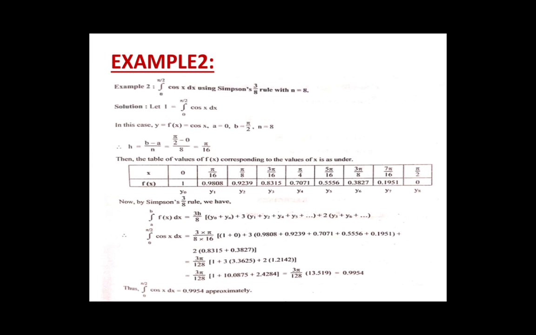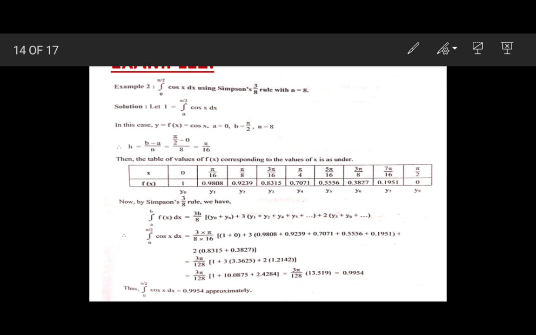The second example is: evaluate the integral from 0 to pi upon 2 of cos x dx using Simpson's 3/8 rule with n equal to 8. Here n is given as 8. So first we have to write the y. Y is cos x. Here the a value is 0, the b value is the upper limit, that is pi upon 2, and n is given as 8. Now we have to find the h. H is b minus a upon n. So h is equal to pi upon 16.